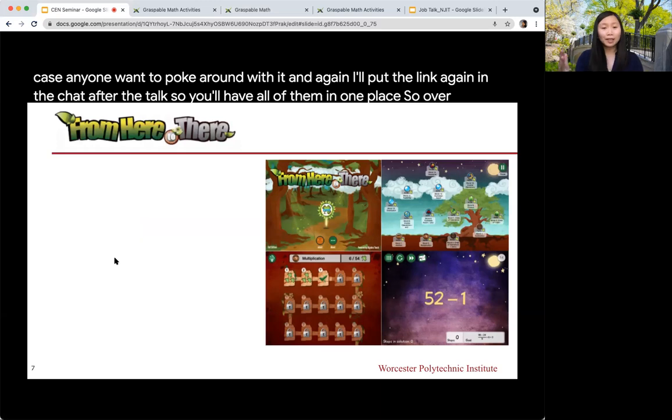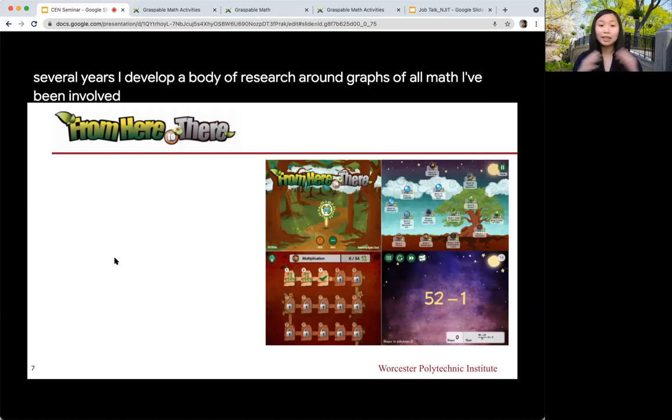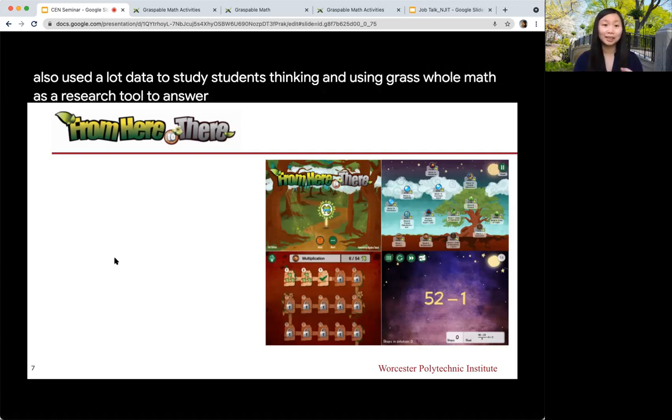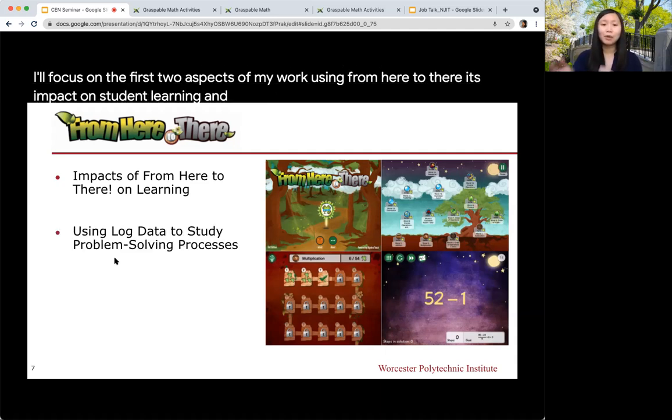Over the last several years, I developed a body of research around Graspable Math. I've been involved in efficacy studies testing its impact on student learning. I've also used the log data to study students' thinking, and used Graspable Math as a research tool to answer some basic psychological questions. Today I'll focus on the first 2 aspects of my work using From Here to There: its impact on student learning and its affordances for math cognition research.